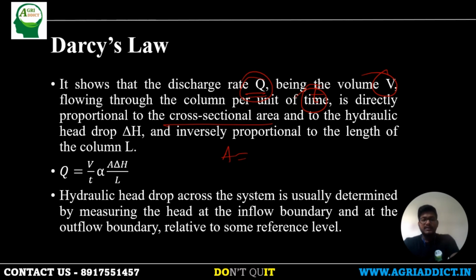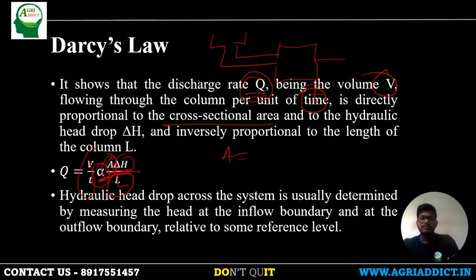तो Q इज इक्वल टू, यहाँ पे देखिए, discharge rate Q being the volume V flowing through the column per unit time. So Q is equal to V by T, which is directly proportional to the cross-sectional area and hydraulic head drop, and inversely proportional to the L. So this is what we used to see from the previous slide or previous figure.